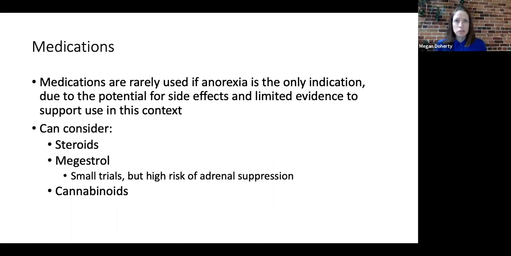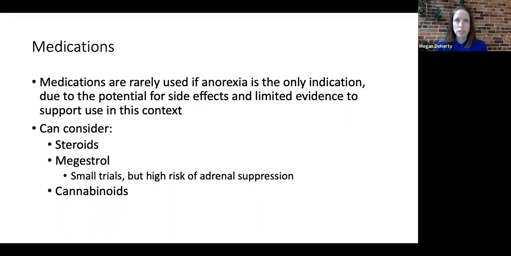The challenge of treating anorexia with medications is that there are very few medications that have this indication, and most of them have significant side effects and limited evidence to support their use. Some of the medications which have been proposed and reported in the literature include steroids, but these have a number of other side effects, and so the risks may outweigh the benefits in many cases.